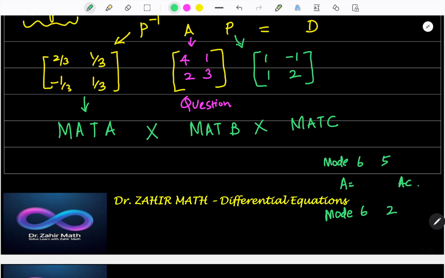Next, again mode 6, press 2, that is mat B. B is equal to 5, a 2 by 2 matrix. Give this matrix B: 4 press equal, 1 press equal, 2 press equal, 3 press equal. So this is your mat B. Then press AC.